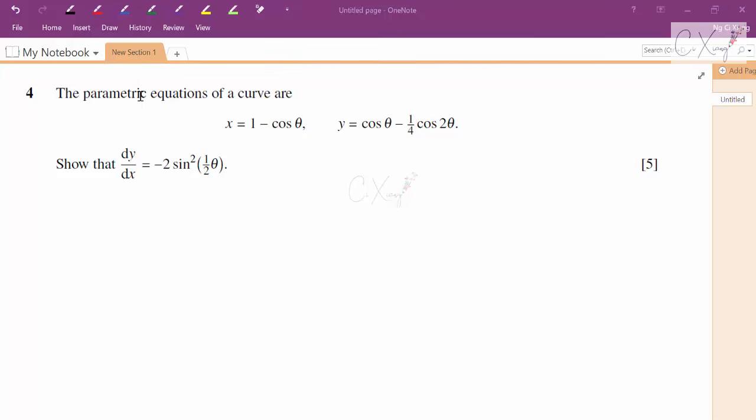So they give us the parametric equations. We have x in terms of theta and also y in terms of theta, and they want us to show that dy dx is equal to this expression.